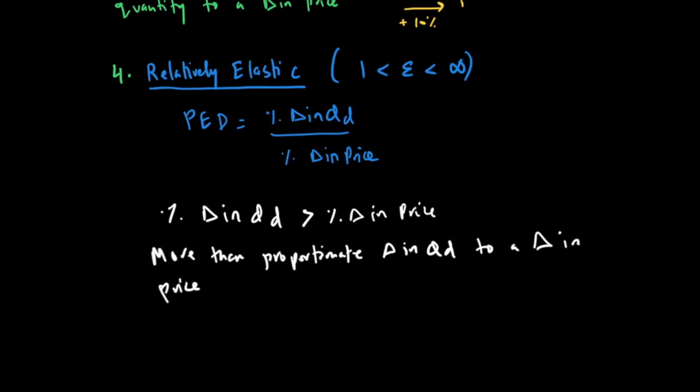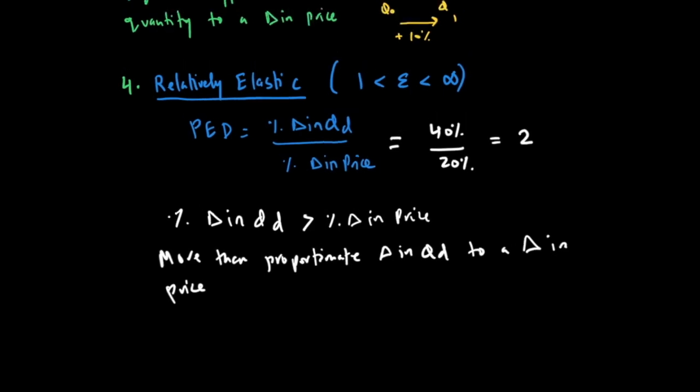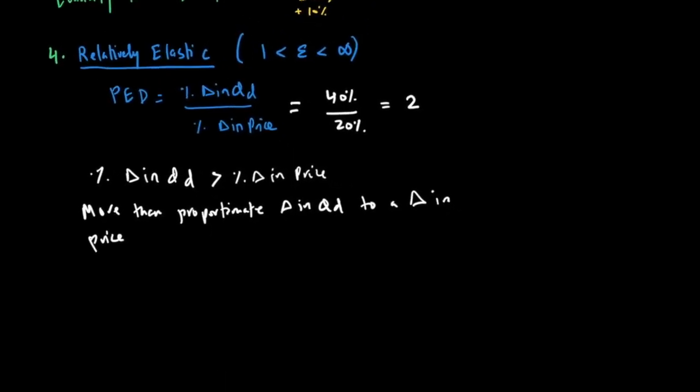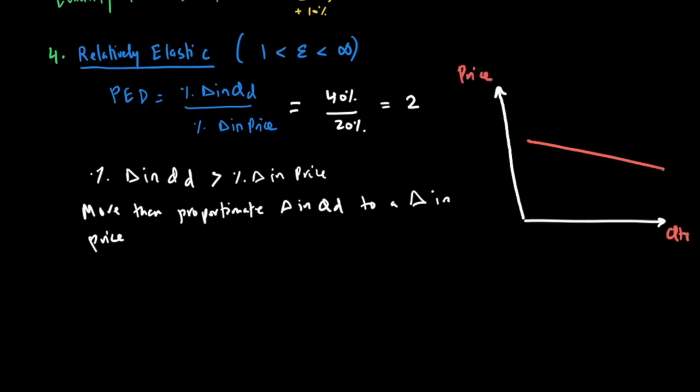So for example, if the price goes up by 20%, the quantity demanded may go up by more than 20%, let's say 40%, and you will have a PED of 2. So how do I show that in terms of a diagram? And what does it mean to have a relatively elastic good? Well, a relatively elastic good will have a demand curve that will be very, very flat or relatively flat.